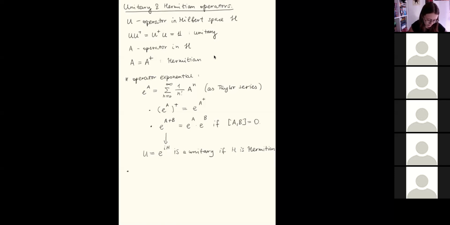This also works backwards. So if U is a unitary, then there exists a Hermitian operator H such that U equals e to the power iH. Which in physical terms means that if we have some unitary evolution of the system, then we can always find a Hamiltonian which governs that evolution. However, the important point to make here is that the choice of this Hermitian operator H is not unique.